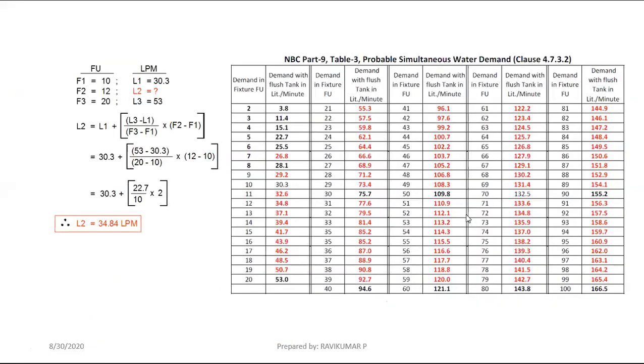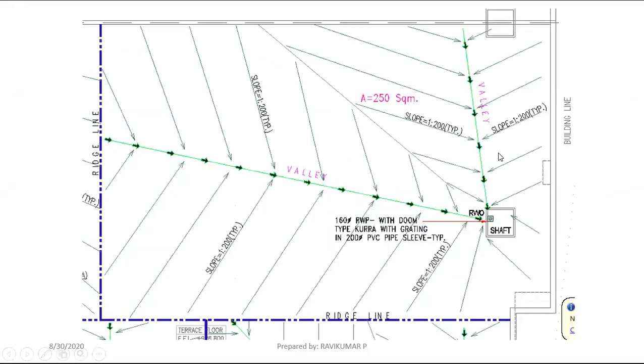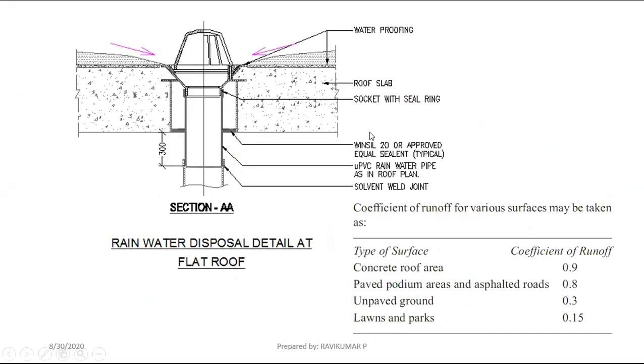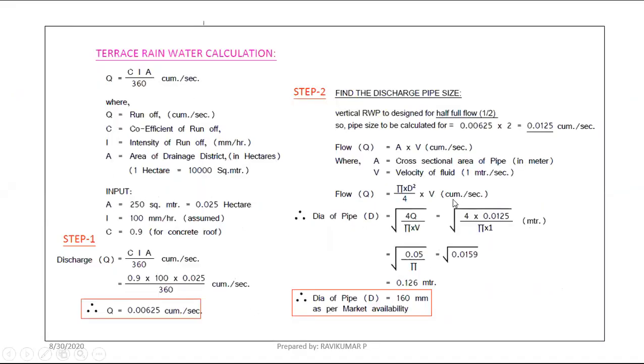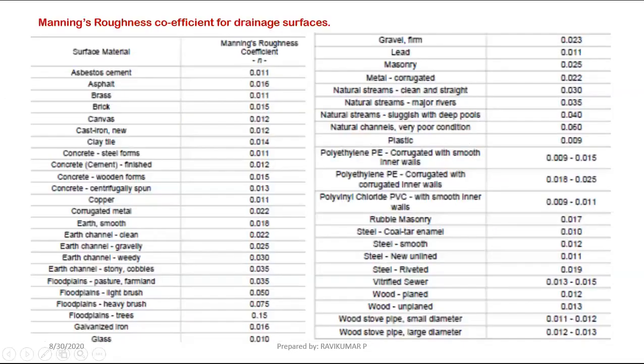For the roof gutter size calculation, you have to get the flow rate from the terrace area or roof area. So you have to measure the roof area. From the roof area only, you take the flow rate by using Q equal to CIA divided by 360. The same formula only. After the calculation, you will get the flow. To this flow only, you have to calculate the gutter size. Now we will go for the gutter size calculation.